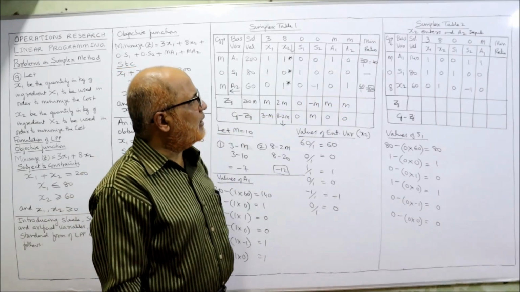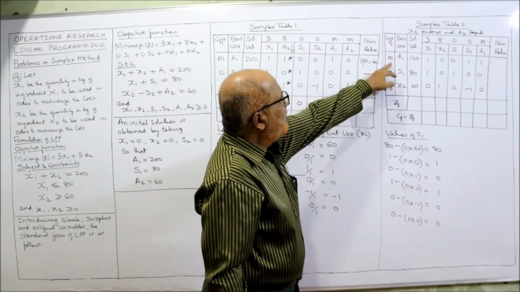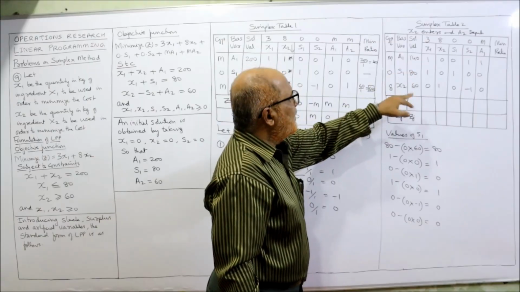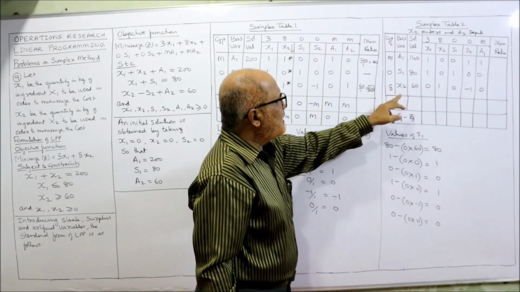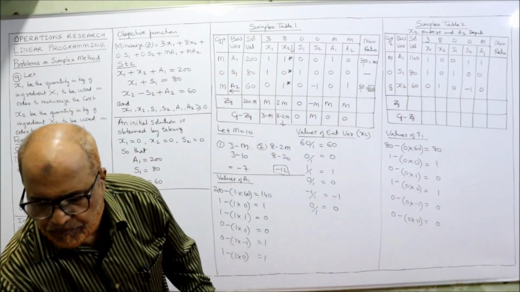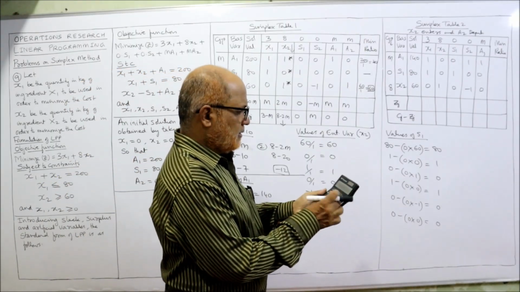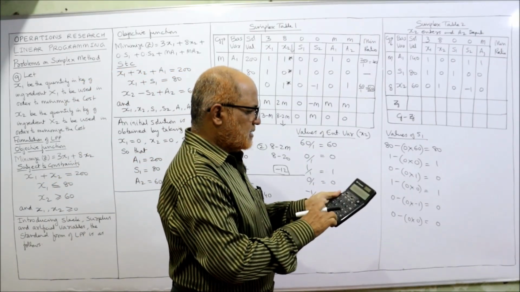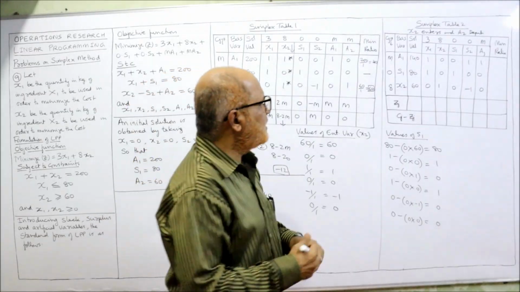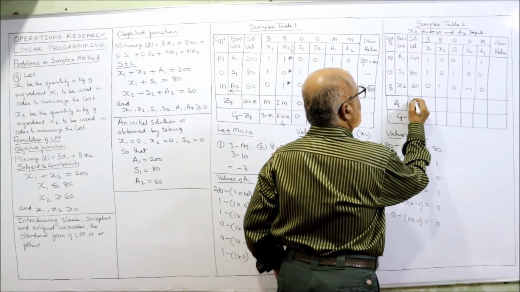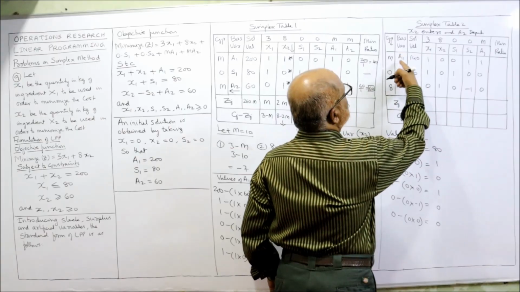Now we need the Zj value. Multiply: M into 140 is 140M. 0 into 80 is 0. 60 into 8 is 480. So 480 plus 140M.